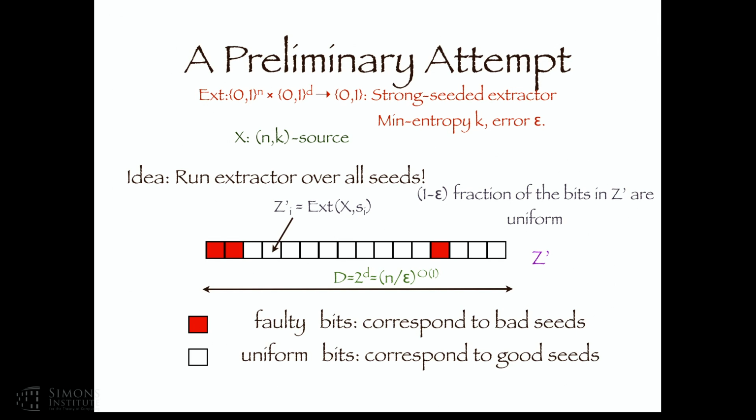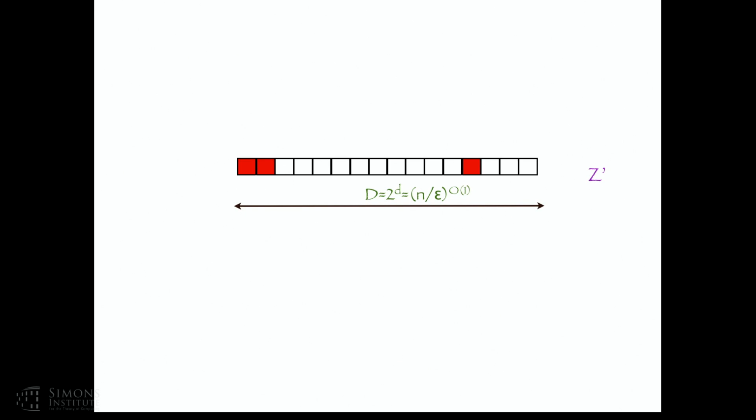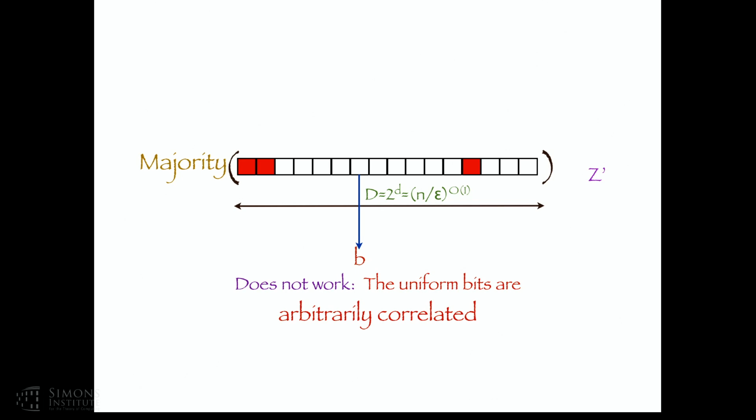And the property that we saw of strong seeded extractors is that the output is close to uniform for most seeds. So for a 1 minus epsilon fraction of this string, they're almost uniform bits. And the red bits are not uniform, and they arbitrarily depend on these white bits as well. So it seems like we're pretty close to extracting bits because there are a lot of uniform bits there. So maybe taking the majority of these bits could give you a uniform bit. But it does not work because the uniform bits are uniform on their own, but they may be arbitrarily correlated. You do not know what's going on there, so it's not clear why majority should work here.